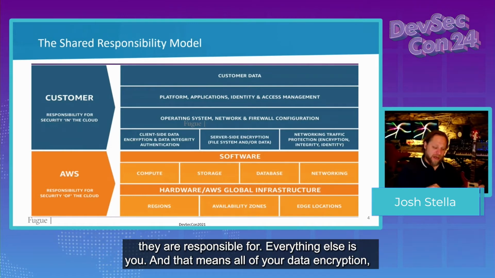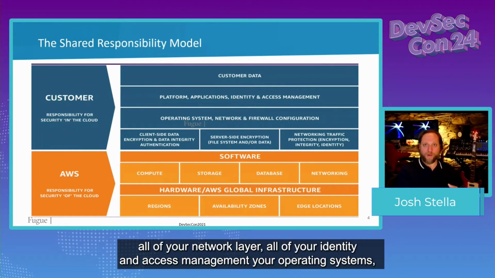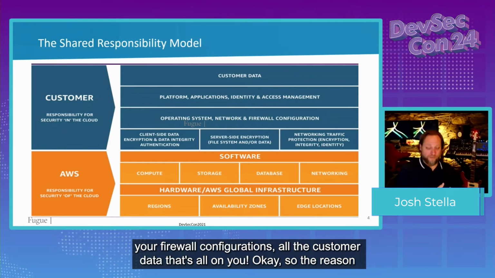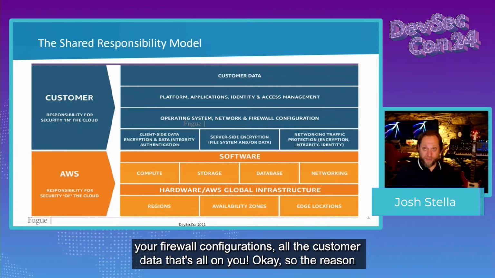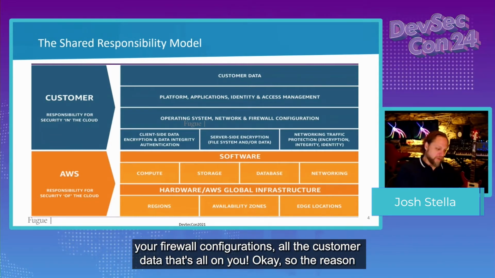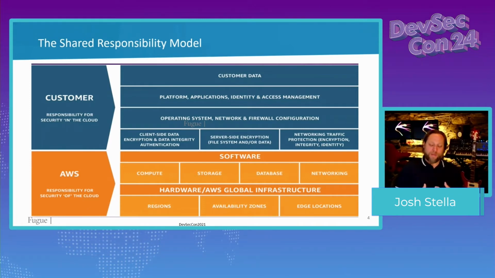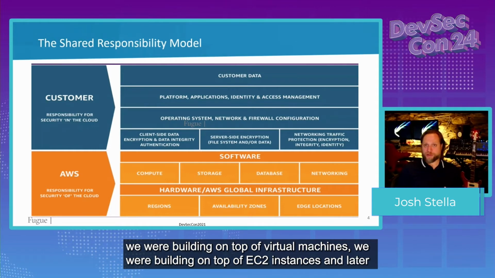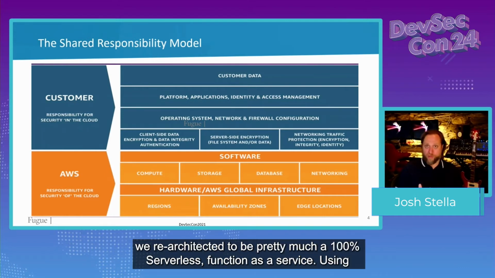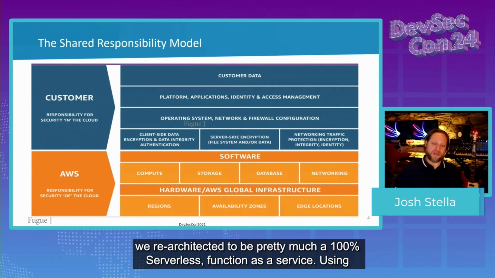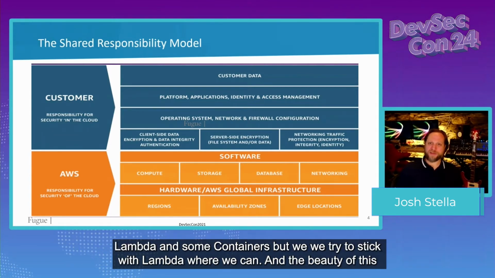And that means all of your data encryption, all of your network layer, all of your identity and access management, your operating systems, your firewall configurations, all the customer data, that's all on you. Okay, so the reason I'm showing this in a serverless context is Fugue, in our early version of our product, we were building on top of virtual machines. We were building on top of EC2 instances, and later we re-architected to be pretty much 100% serverless, function as a service, using Lambda and some containers, but we try to stick with Lambda where we can.